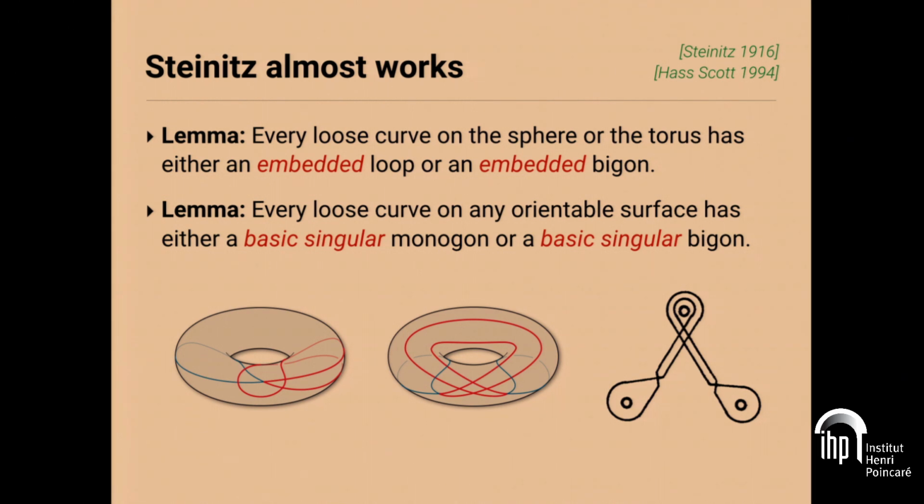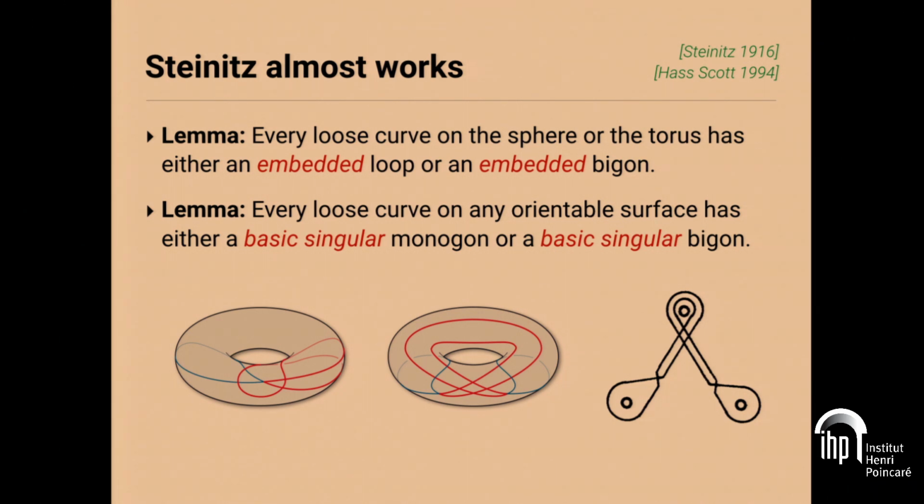Okay. And so the really important key result from Haas and Scott is that even when you don't have embedded loops or embedded bigons, as long as the surface is orientable, we can always find a basic singular monogon or a basic singular bigon. And so this gives us a head start. Maybe what we can do instead of looking for embedded bigons or embedded loops is we can look for these singular things and try to follow Steinitz or try to follow our loop reduction algorithm to empty out these singular bigons, and somehow the details will work out with the universal cover and the projection.